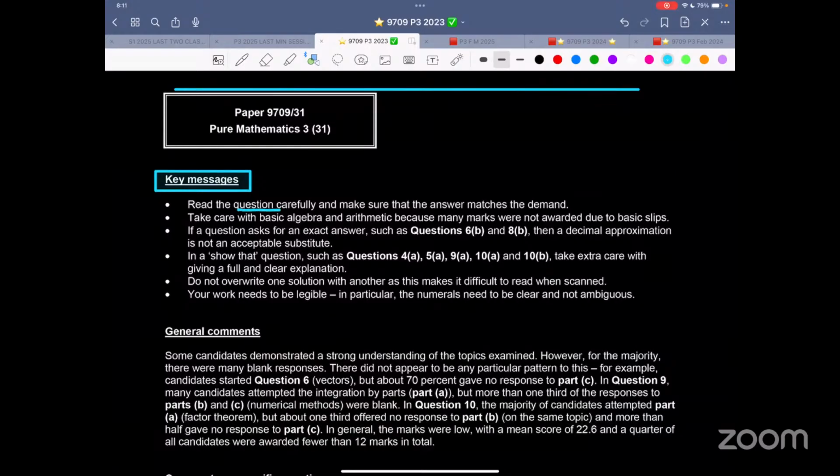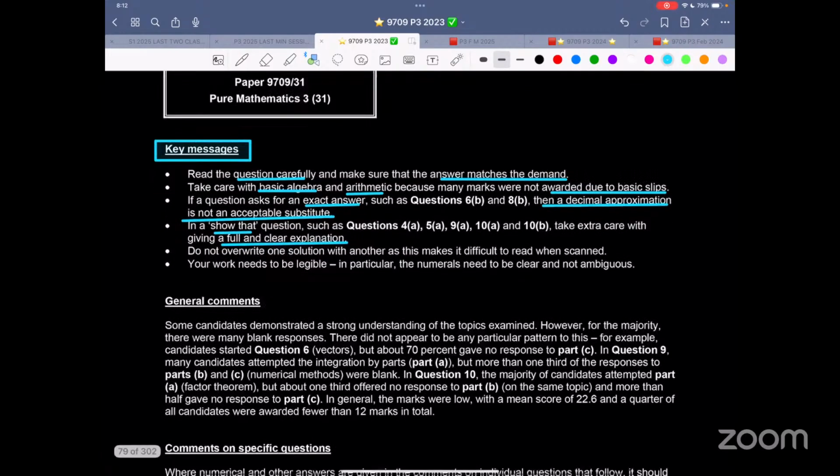It says, read the question carefully. Make sure the answer matches the demand. If it's asking for exact, give the answer in exact form. Take care with basic algebra, extra good care, and arithmetic, because many marks were not awarded due to basic slips. If a question asks for an exact answer, then a decimal approximation is not an acceptable substitute. In a show-that question, take extra care with giving a full and clear explanation, whether it's about trigonometry, integration, differentiation, and so on.